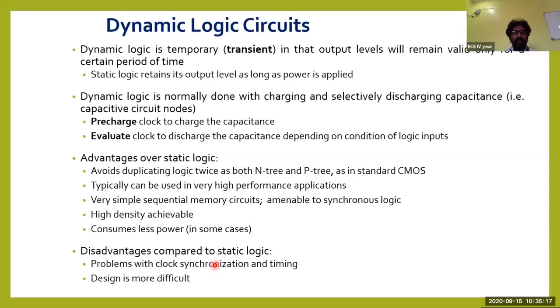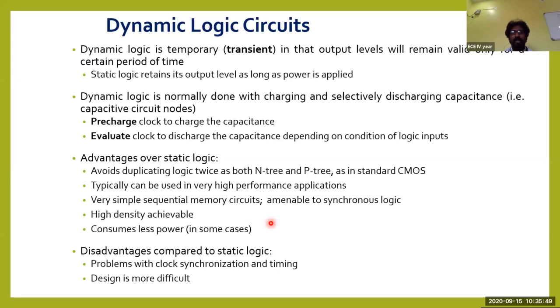Now coming to the disadvantages, we'll talk about some cases in the next slides. Compared to static logic, there is a problem with clock synchronization and timing. Since we have two different clocks, they have to arrive at the same time. Only if the clocks arrive at the same time can we say that the inputs given to the particular tree or network will move in the same time phase.